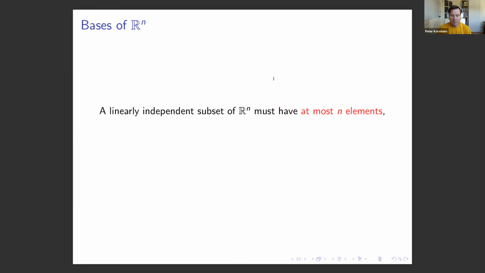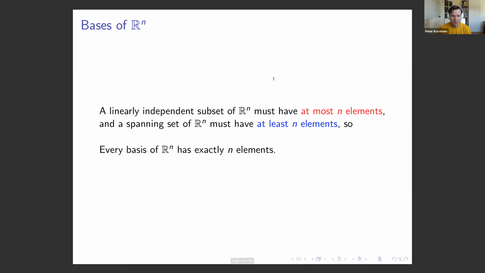A linearly independent subset of Rn must have at most n elements, and a spanning set of Rn must have at least n elements. So every basis of Rn has exactly n elements.